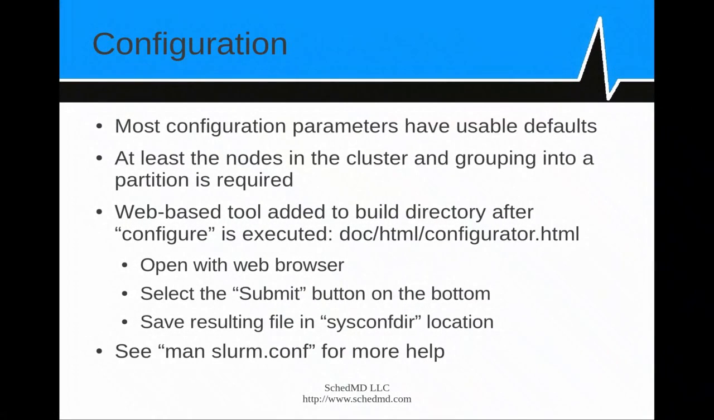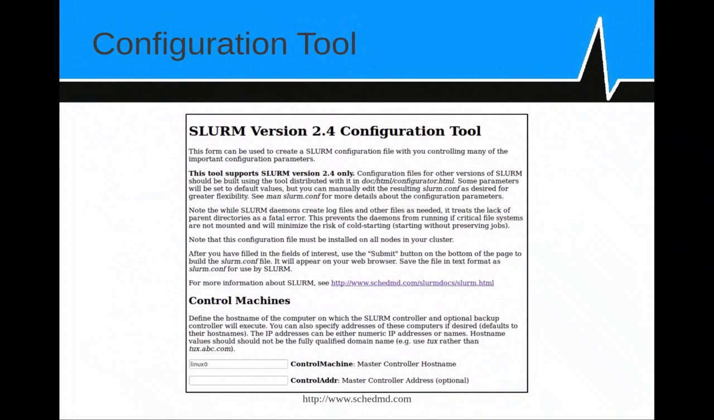So to configure it, most of the configuration parameters have usable defaults, but what you need to do is at least define the nodes in your cluster and group them into partitions. There's a web-based tool available in the package. You just open it up with a web browser, go through and check buttons and enter things, and at the bottom hit submit, and it will generate a configuration file. You just save that in your system configuration directory that we've defined when we ran configure. And this is just the first page of that configuration tool.